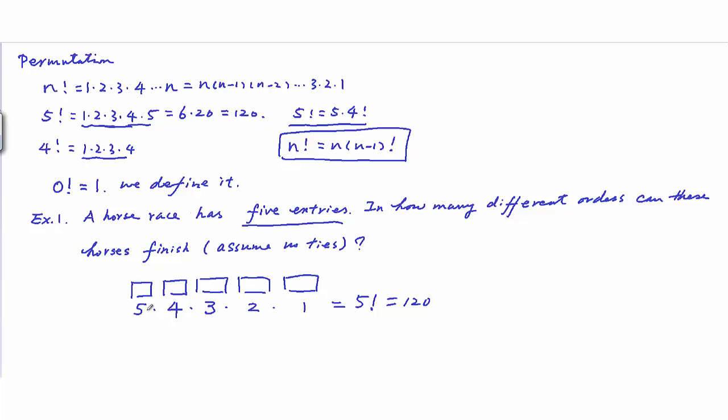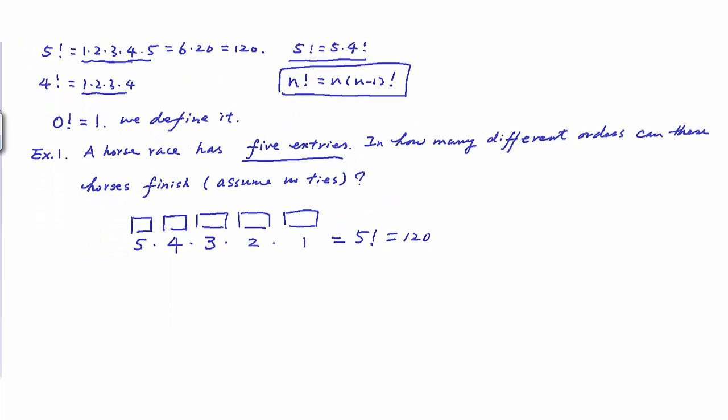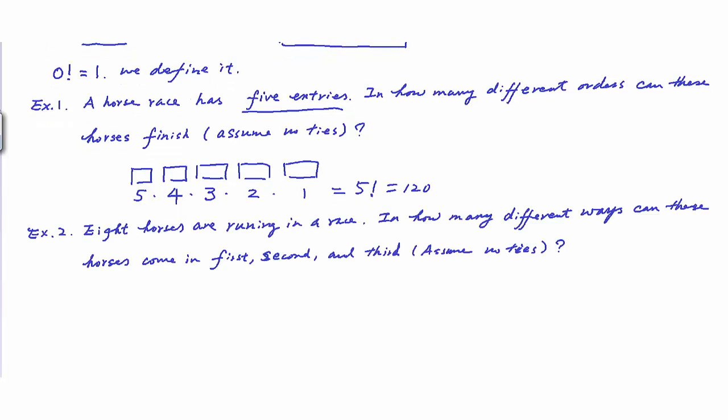But this example also shows us how to consider a question like this. Let's consider a further question similar to this, but a little different. Example 2. 8 horses are running in a race. In how many different ways can these horses come in first, second, and third? Assume no ties. To consider this one, we will do a similar discussion like example 1.